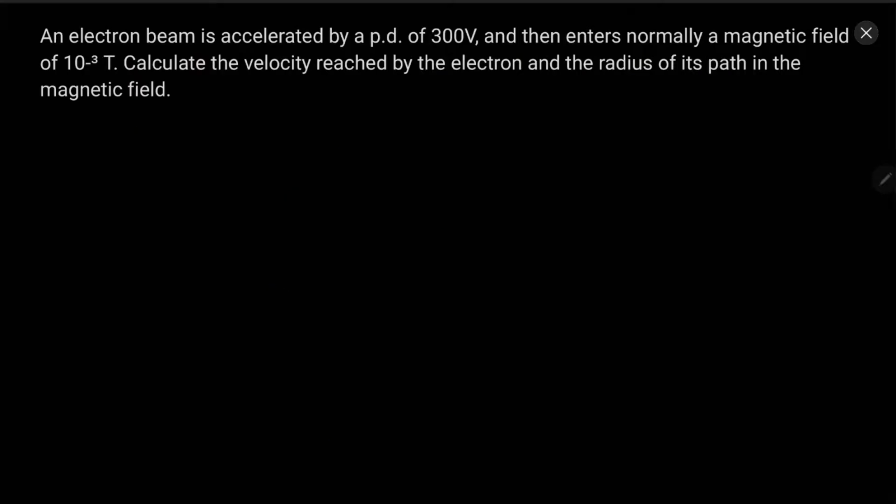Now we have the second question. An electron beam is accelerated by a potential difference of 300 volt and then enters normally a magnetic field of 10 power minus 3 Tesla.